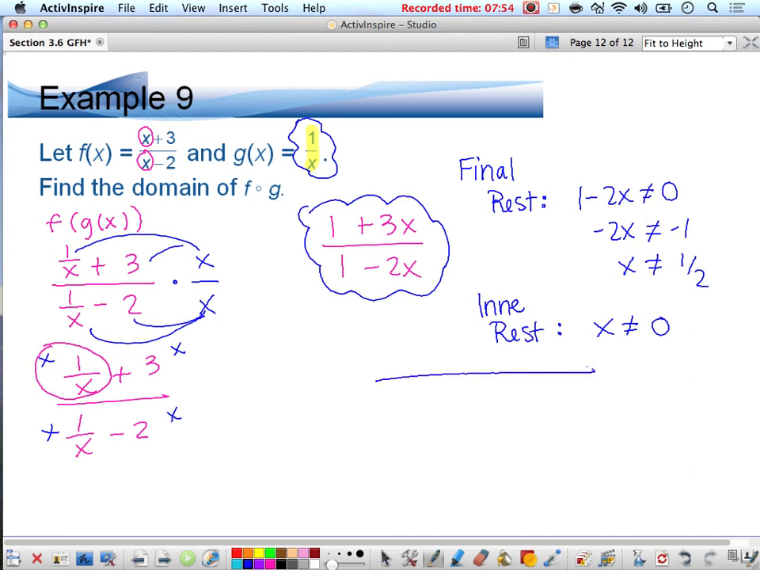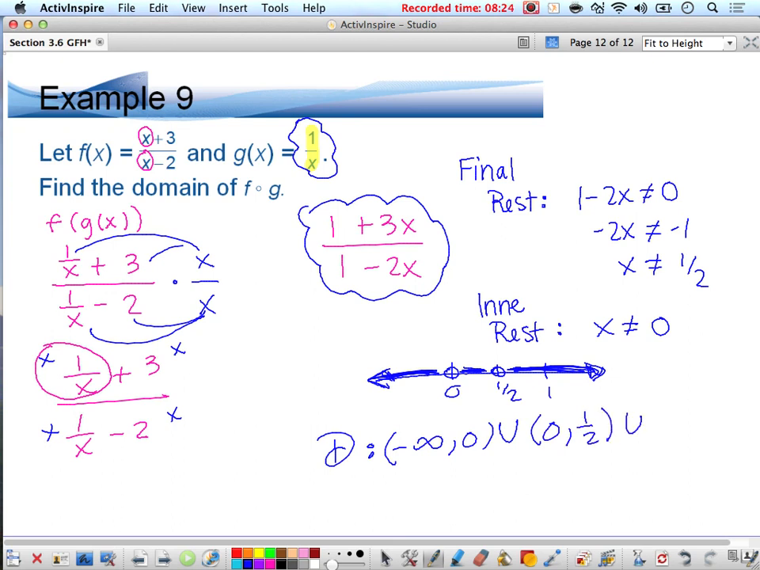So if we think about it on a number line, every x is good except for 0 and positive 1/2. So we'll put that about right here. Can't be 0, can't be 1/2, but can be everything else. Can be all of these, and all of these. So we have to break that into 3 different intervals to list the domain. From negative infinity to 0, from 0 to 1/2, and from 1/2 to positive infinity.